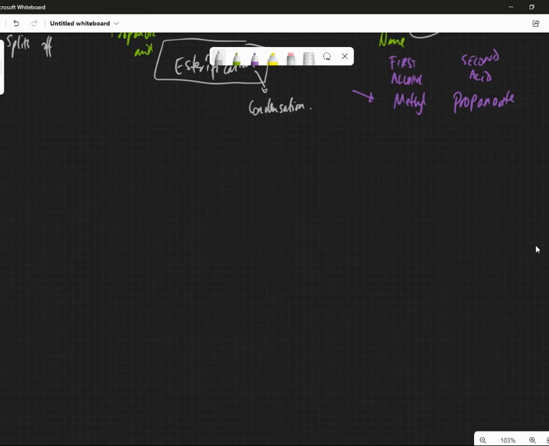Now, I've obviously used the word condensation. So condensation polymerization must be something to do with what we're doing. So now we're going to look at condensation polymerization. Now, what we had before, we had an alcohol, and we had an acid.